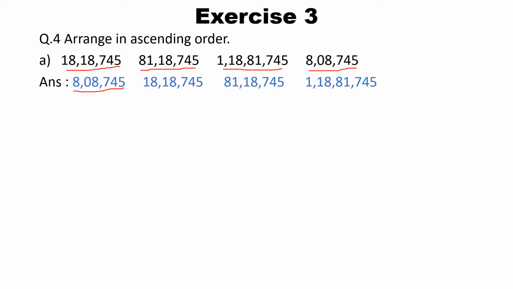Now we will compare the 7-digit numbers. Here 1 is on the 10 lakh place, and here we can see 8 on the 10 lakh place. So obviously this value is smaller. So 18 lakh 18,745. Then 81 lakh 18,745. And in the last, the bigger number will come, that is of 8 digits. So it's 1 crore 18 lakh 81,745.